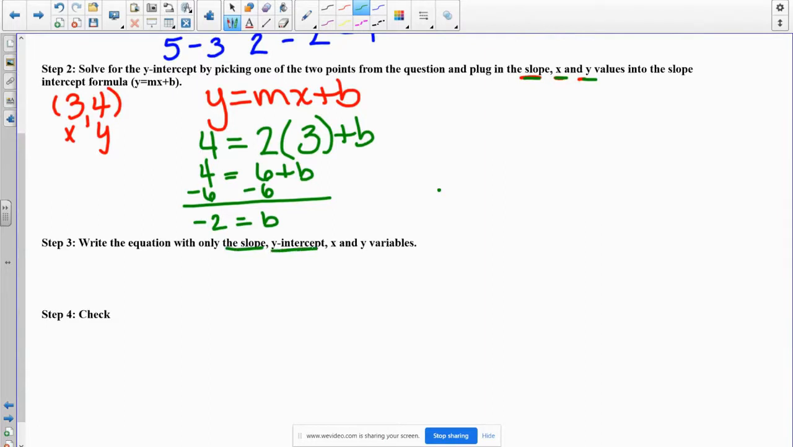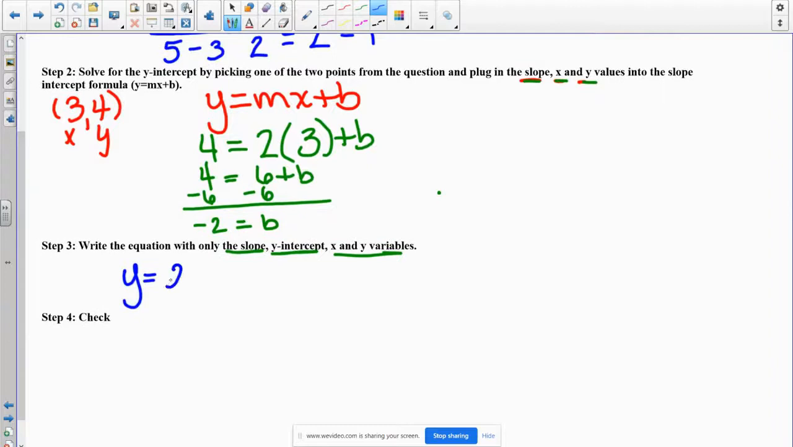Step number 3, you're going to write the equation with only the slope from step 1, the y-intercept from step 2, and then the x and y variables. So in other words, you're going to put it into slope-intercept form. So y equals m, which is your slope, which from step 1 was 2, always an x, and then minus 2, or you can put plus a negative 2.